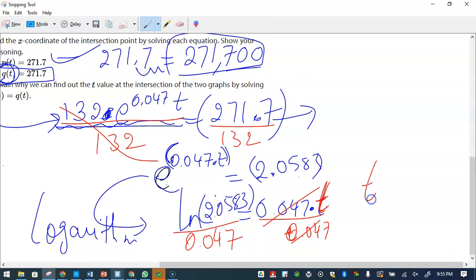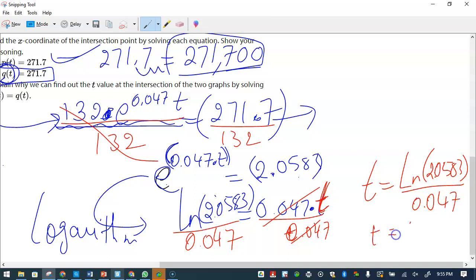So you see this t, so that t equals ln 2.0583 and then divided by 0.047, and you end up getting 15.36. So you put this on the calculator, you get the same answer. So this is how you finish.